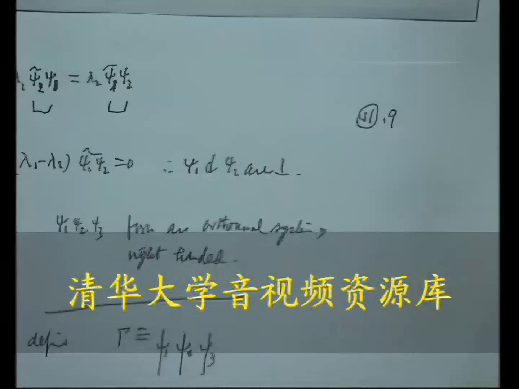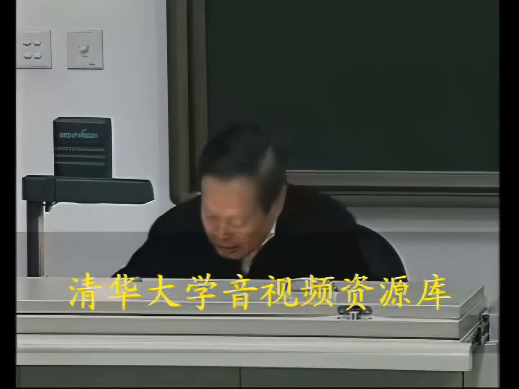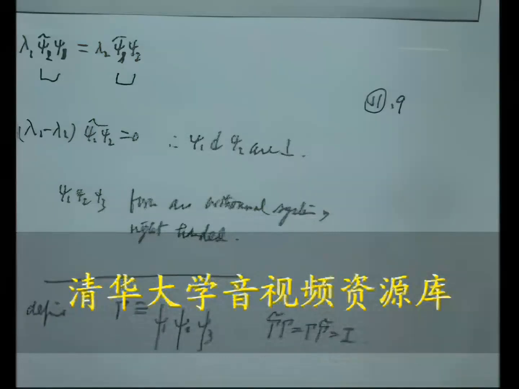I get a gamma. That gamma is a real orthogonal matrix. We have had this concept before. Remember that maybe 2 weeks ago we discussed this. So gamma is an orthogonal matrix. Gamma tilde gamma is equal to gamma gamma tilde is equal to 1.